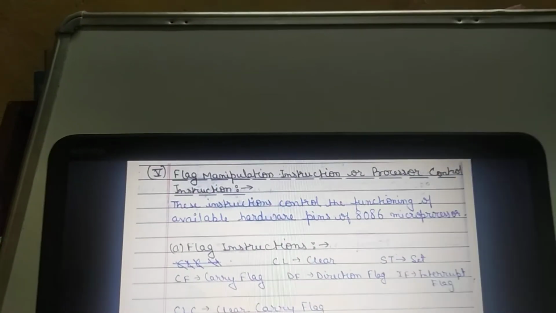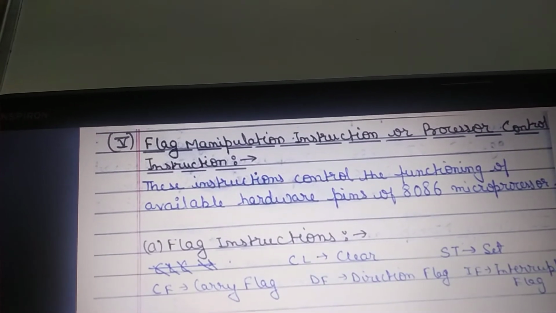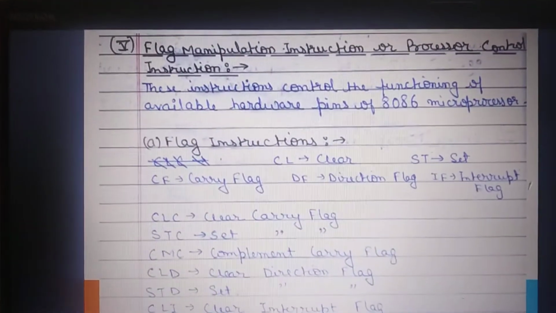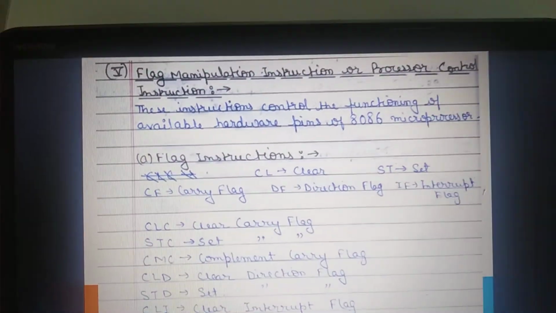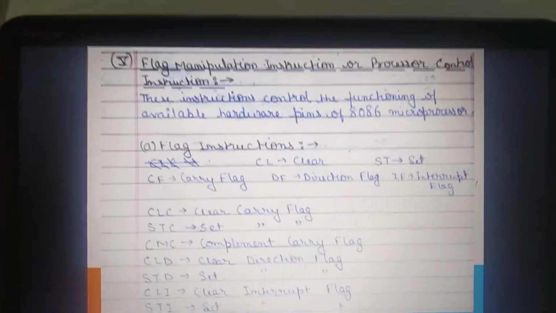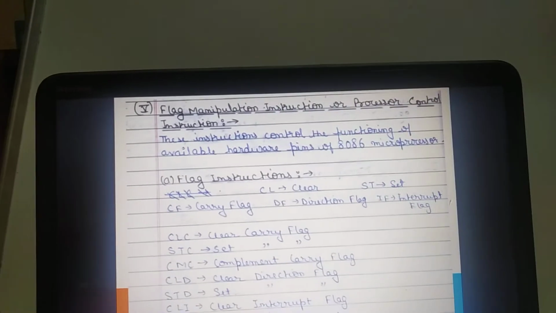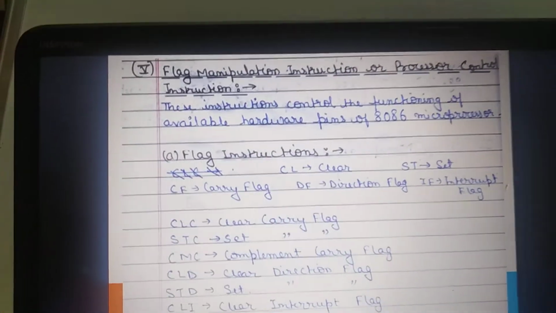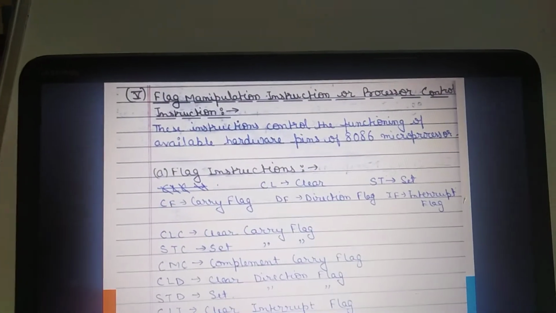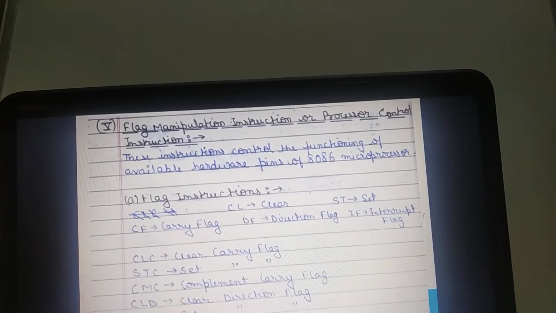Now we will move on to flag manipulation instructions. These instructions are dependent mainly on the status of different flags. So these instructions are used to set or clear the status of flags like CLC, STC, CMC, CLD, STD, CLI, STI. CLC instruction is used to clear carry flag. STC instruction is used to set carry flag. CMC instruction is used to complement carry flag.